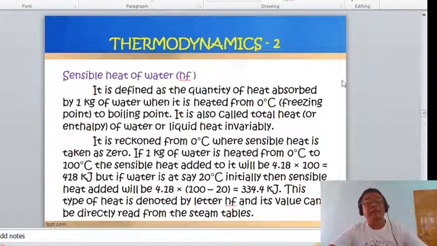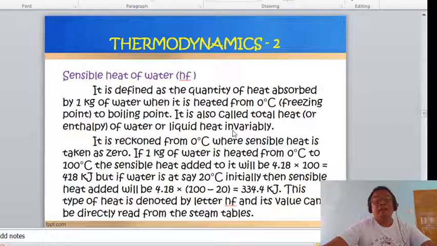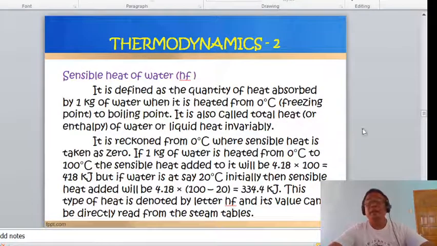If 1 kilogram of water is heated from 0 to 100, the sensible heat added will be, of course, the specific heat multiplied by the temperature change, which is 418. But if water is at, say, 20 initially, the sensible heat will be 100 minus 20 multiplied by 4.18. This type of heat is denoted by the letter H sub F, and its value can be directly read from the same tables.